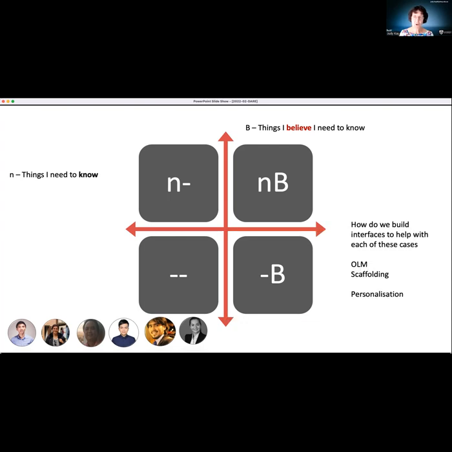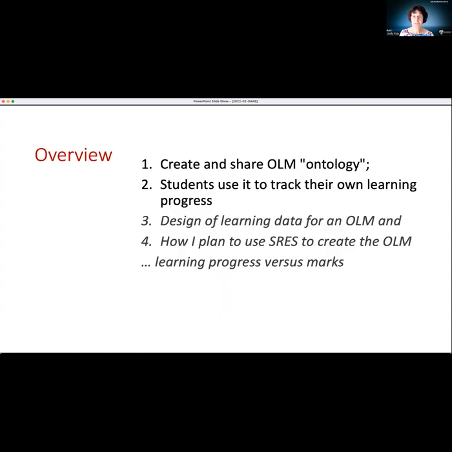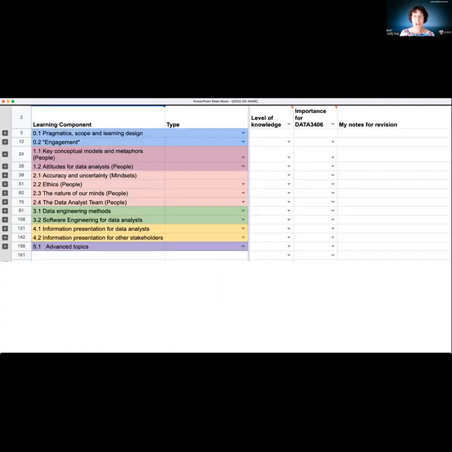And even worse is the one in the lower left where I don't know I want to know it, and I need help to find out that I need to know it because I'm not going to search for it. So that was rather long-winded, and I have a feeling it will make more sense when I show you the picture. So I'll skip over this.